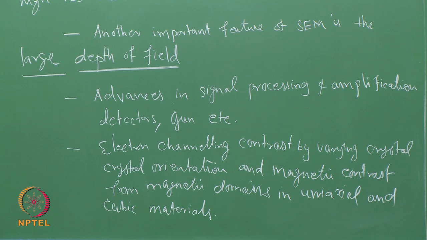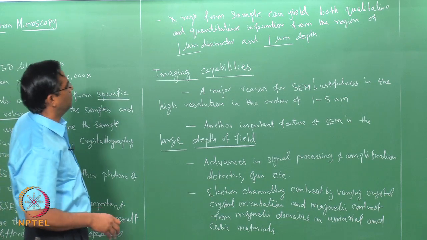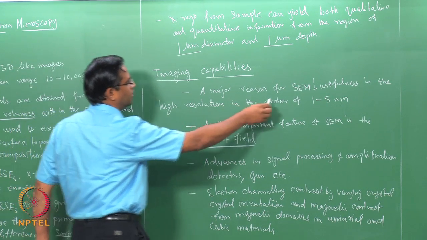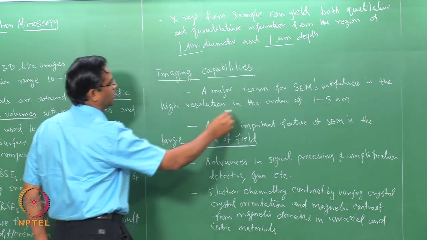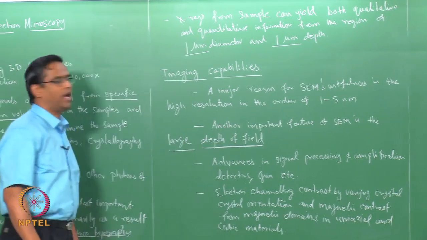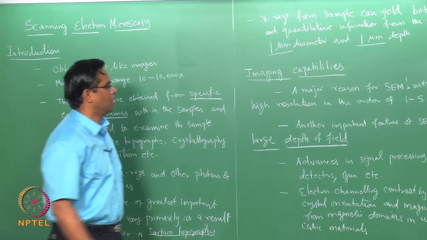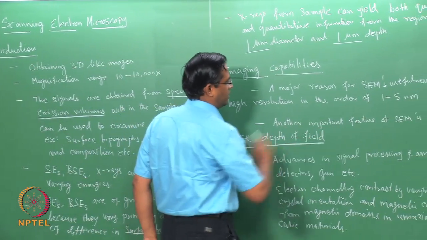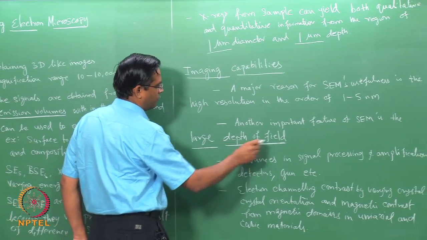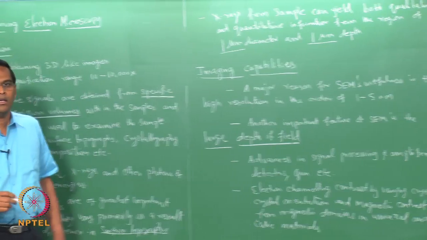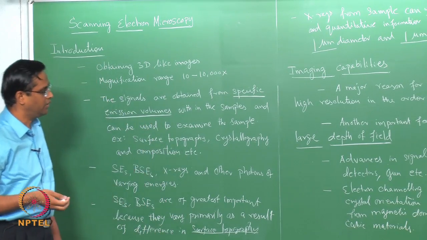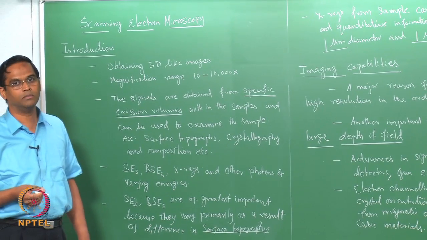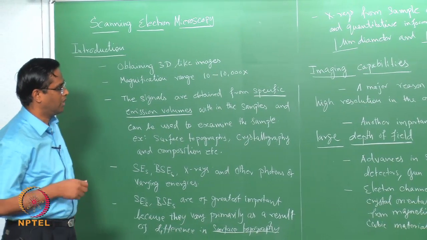So if you look at the imaging capabilities of this microscopy, the major reason for the SEM's usefulness is the high resolution, in the order of 1 to 5 nanometers. And another important feature of SEM is the large depth of field. We have already discussed in the fundamentals of the optics what depth of field is, and how it is being exploited in an electron microscope.